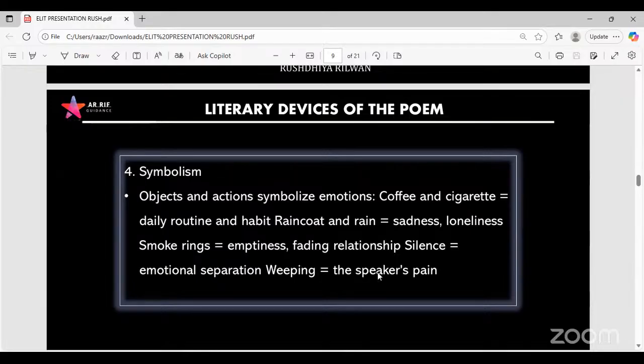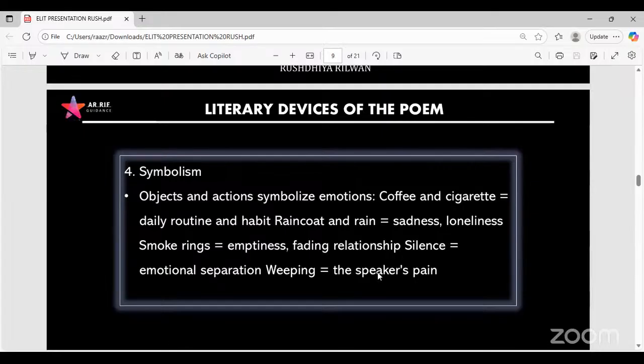So next there is symbolism. The cigarette and smoke are not only physical objects; they also represent something deeper. Smoke circles can symbolize emptiness, meaninglessness or disappearing connection. So smoke exists for a moment, then fades away. So this can represent how the relationship is slowly fading, just like the smoke.